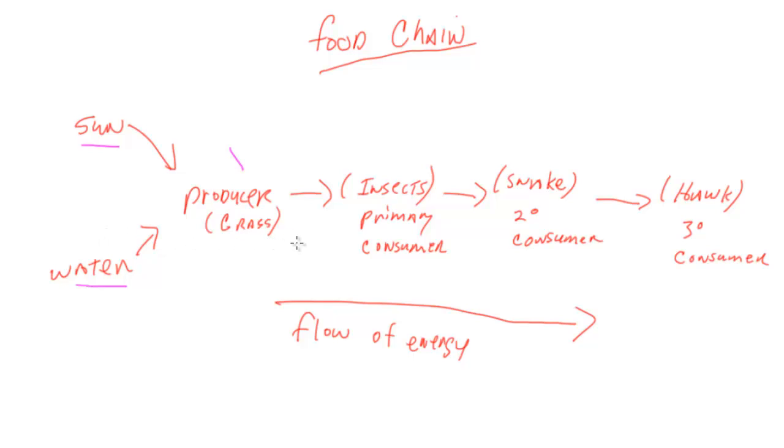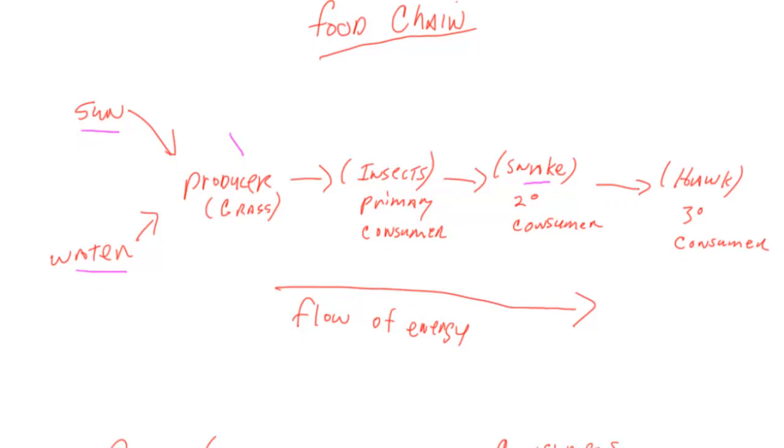When that grass grows and gets eaten by insects, the insect becomes the primary consumer. When the primary consumer gets eaten, let's say by a snake, it becomes a secondary consumer. And when that snake gets eaten by a hawk, the hawk becomes a tertiary consumer. Thus we see the flow of energy.